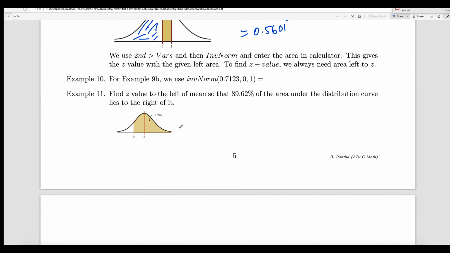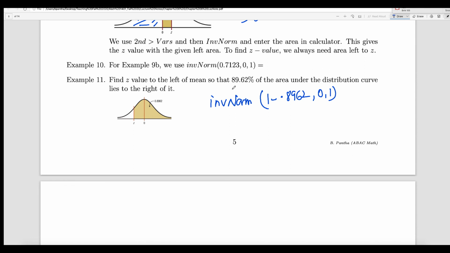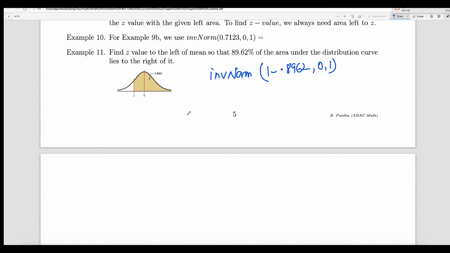Next is example 11. Here the right area is given. If the right area is given, you need to find the left area. How do I find the left area? You need to subtract the right area from 1, right? So what do you do? Here is inverse norm. Left area is 1 minus 0.8962. That is the left area, and then 0 and then 1. That's what you do. Or if you are using the TI-84 Plus CE calculator, then you need to enter that 0.8962 and then choose right. That's what you can do.